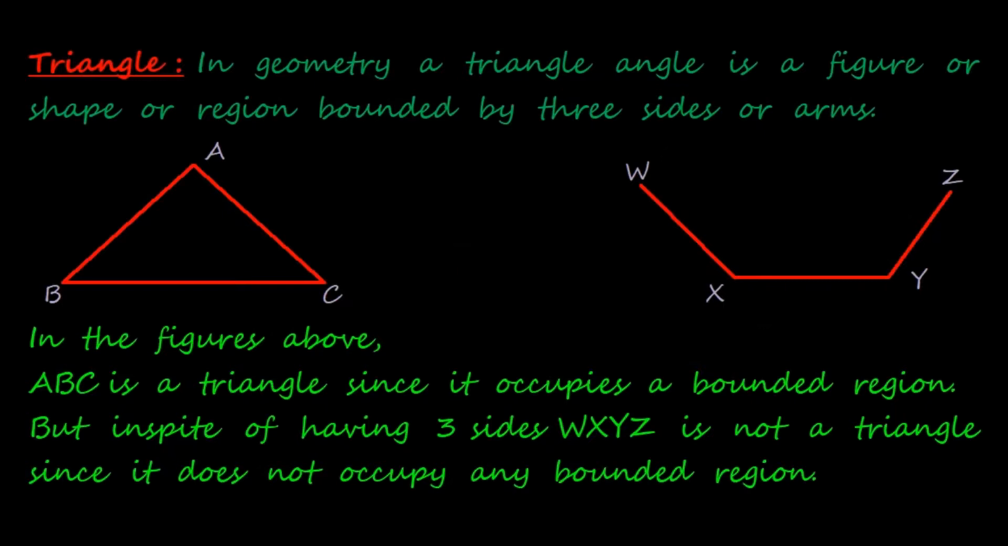Triangle. In geometry, a triangle is a figure or a shape or a region bounded by three sides or arms. If you look at the figure, we can see that there is a region ABC which is bounded. That is why this is a triangle where its three sides are AB, AC and BC, and three angles are ABC, ACB and BAC.